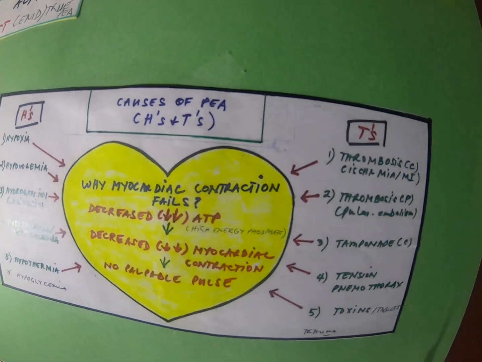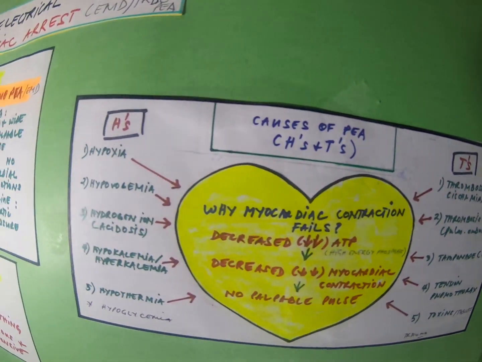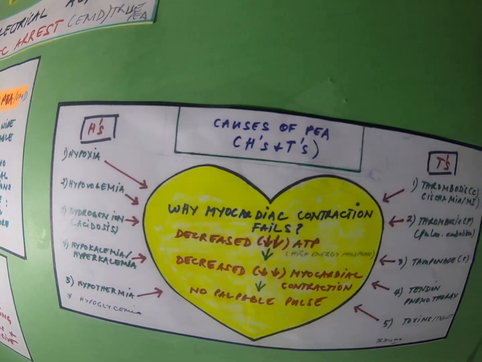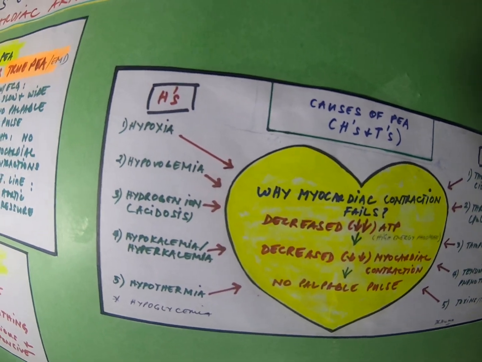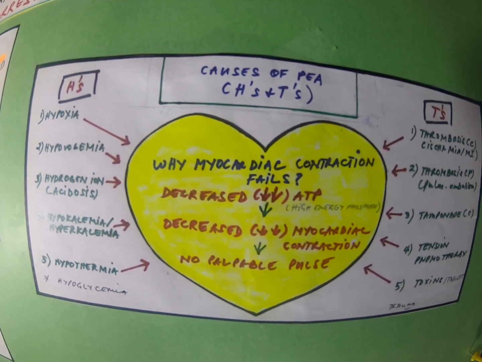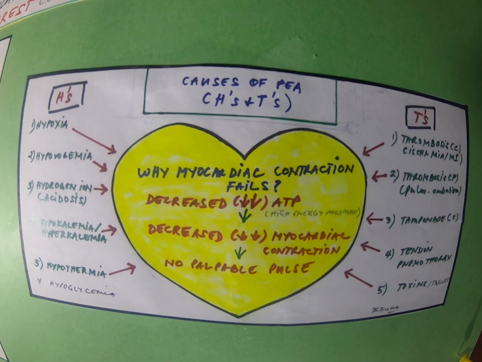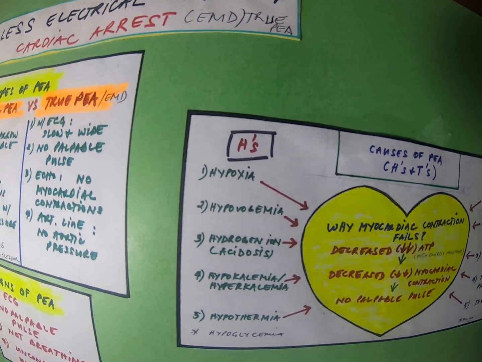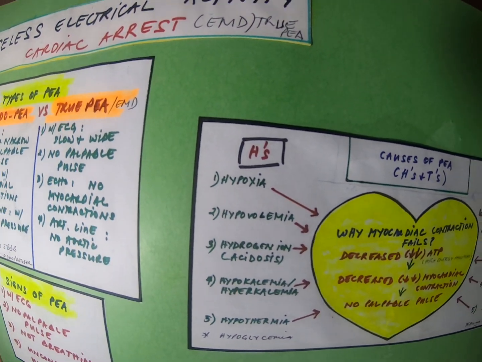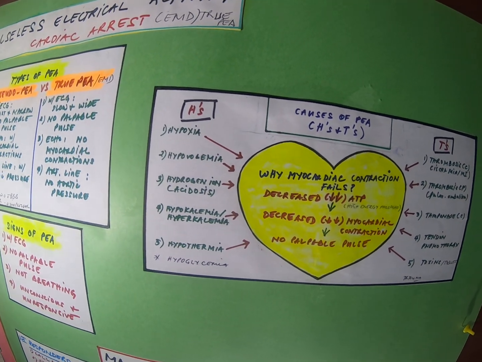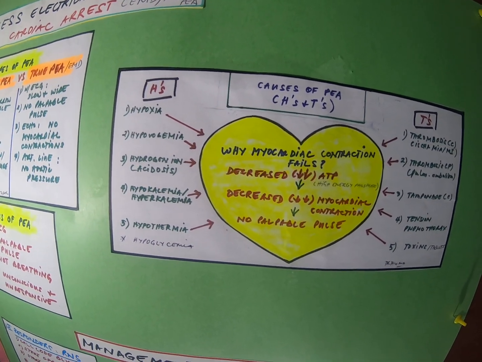In the case of a true PEA, the myocardial contraction fails because there is decreased ATP delivery, the high energy phosphate. That leads to decreased myocardial contraction, no palpable pulse, and ends up in a cardiac arrest situation. Usually hypoxia and hypovolemia fall under pseudo-PEA. They have contraction and a little bit of aortic pressure.